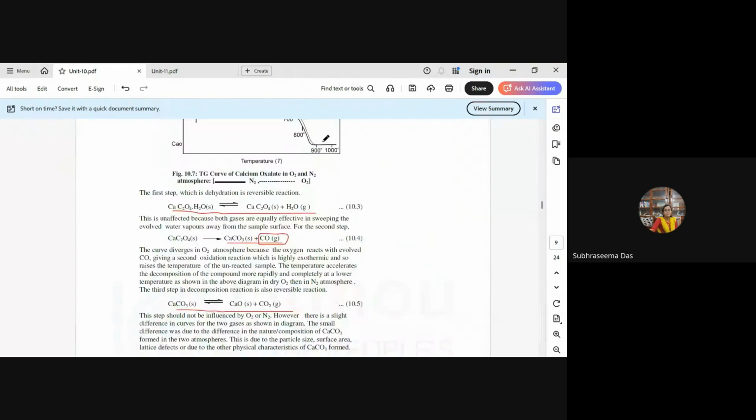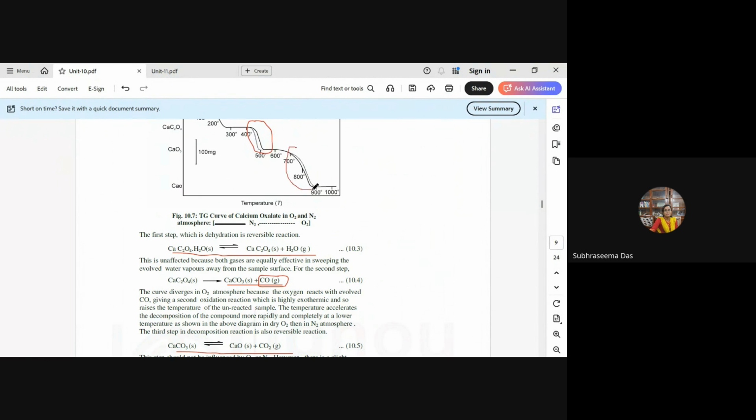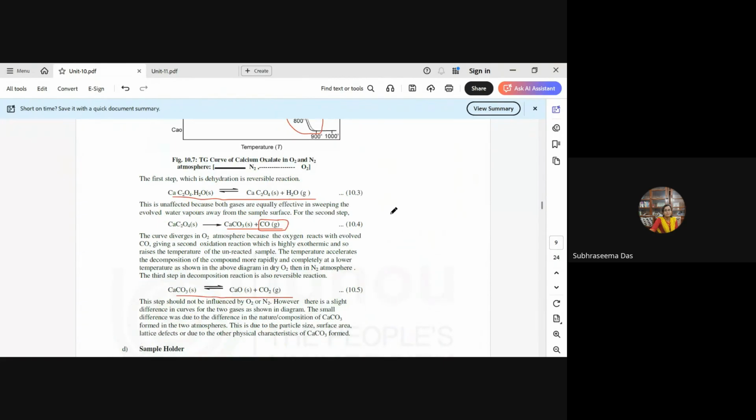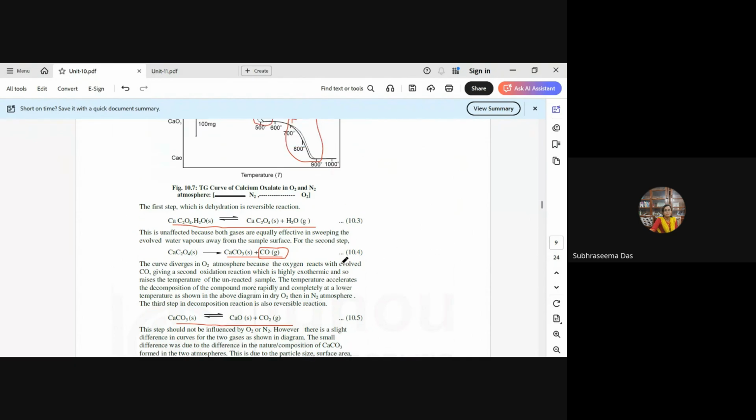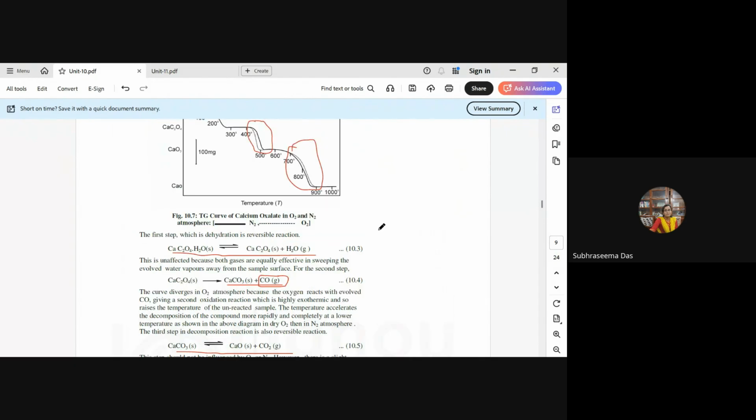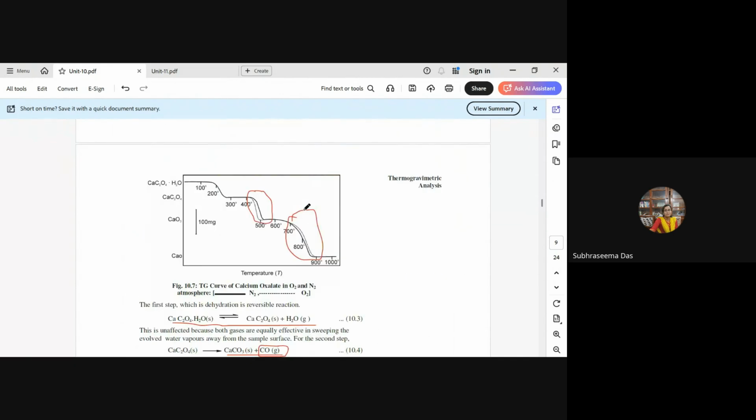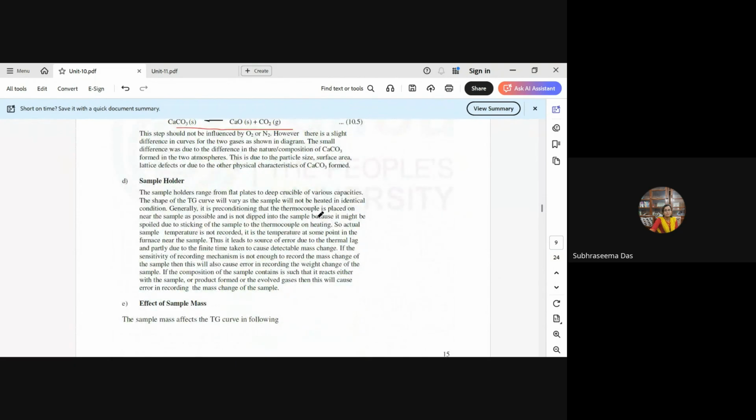However, still, if we look at this point, 700 to 900 degrees centigrade, we see that the oxygen curve is a bit higher than that of the nitrogen curve, but this difference is very small and it can be neglected. But why does this difference arise? Because of the rate of the decomposition of calcium carbonate in these two atmospheres, but the difference is not much. So you can see how the nature of the furnace atmosphere, that is the nature of the gas that we are taking while performing TG experiments, also affects the TG curve.